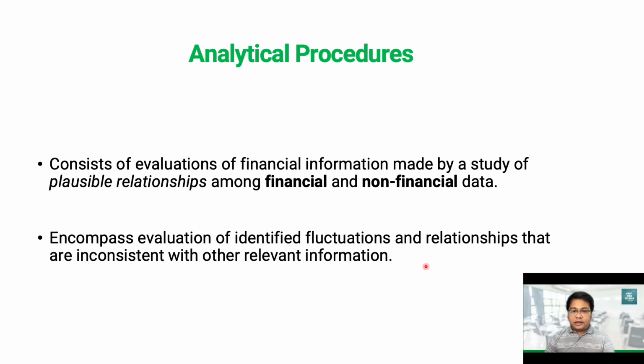And also evaluating relationships that are inconsistent with other relevant information. For example, you compare one item in the financial statements with another connected item, and if the movement or the information is not consistent with the expectation of the auditor, that could give light to possible problems or misstatements in the financial statements of our clients.